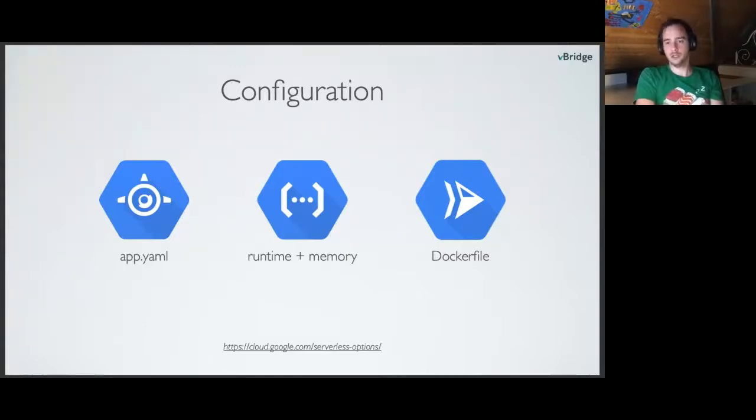And then for Cloud Run, the configuration goes through a Docker file. So if you're familiar with Docker, that's really easy. Well, easy. You have to know a few things, but it's quite easy to understand. So these are the configuration options for the 3.